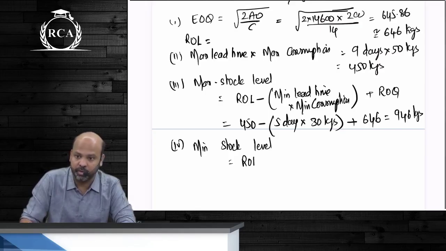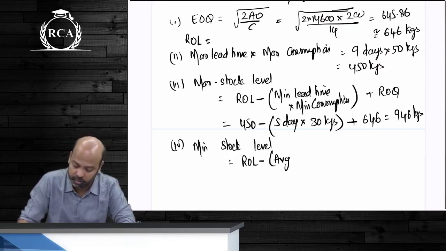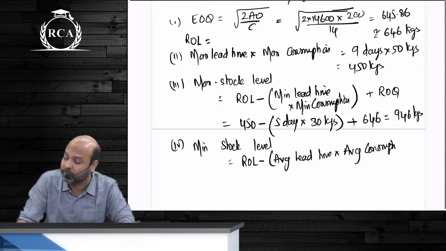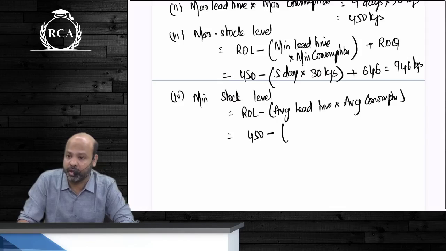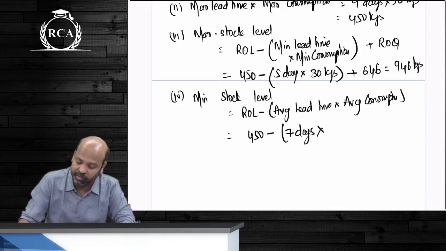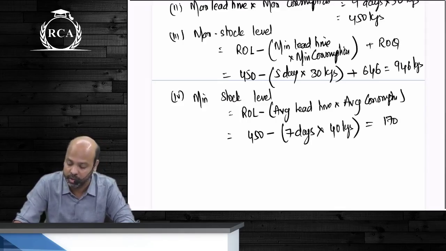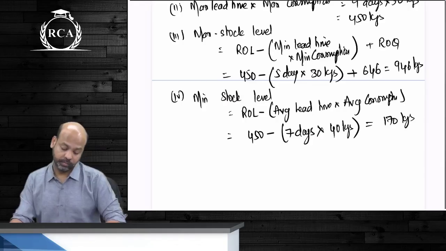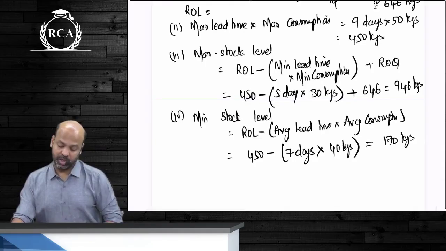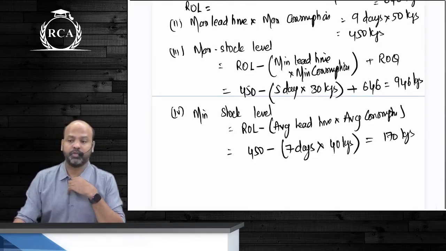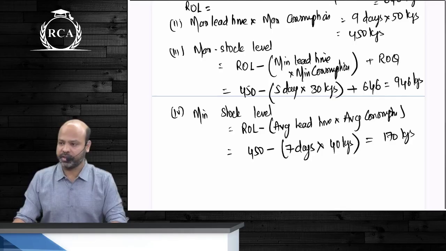Minimum stock level would be reorder level minus. For minimum level we deduct consumption on an average basis. For maximum stock level we deduct consumption on a minimum basis. Both of them are based on two different assumptions. So 450 minus average lead time 7 days, average consumption 40 kgs. 280, 450 minus 280 is 170 kgs. Reorder level is 450 kgs. Maximum stock level is 946. Minimum stock level is 170 kgs.